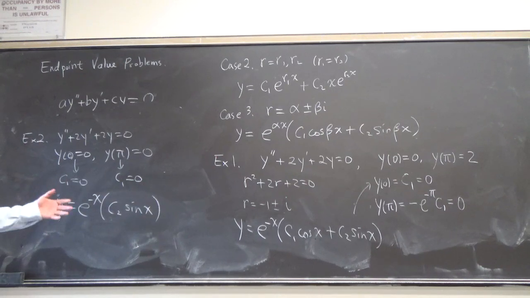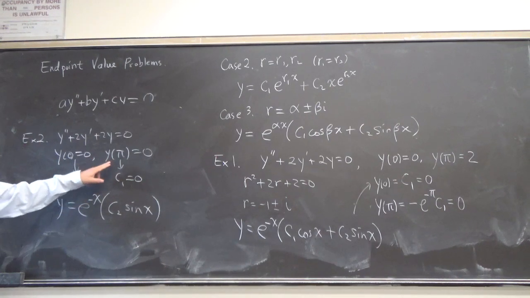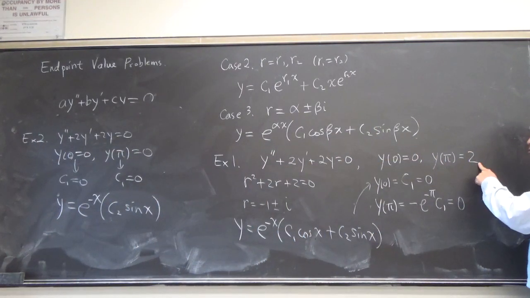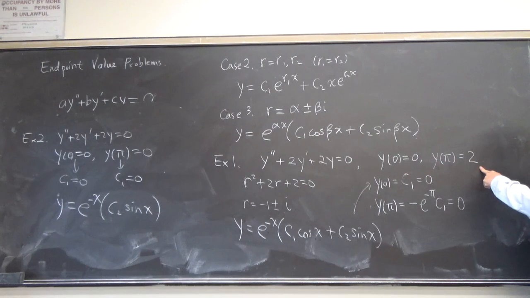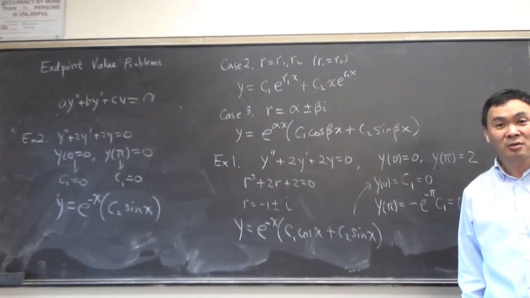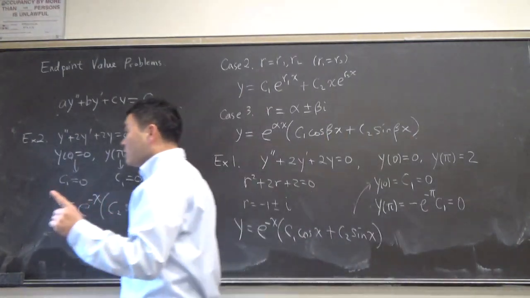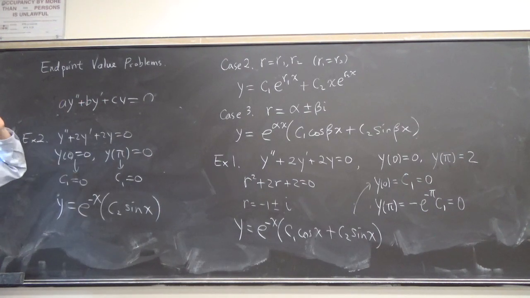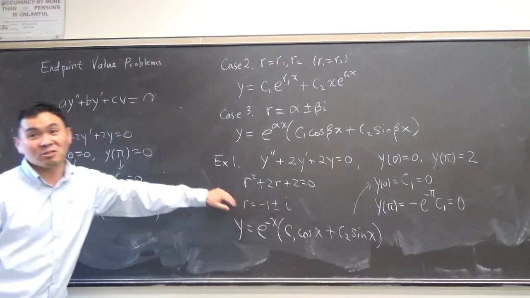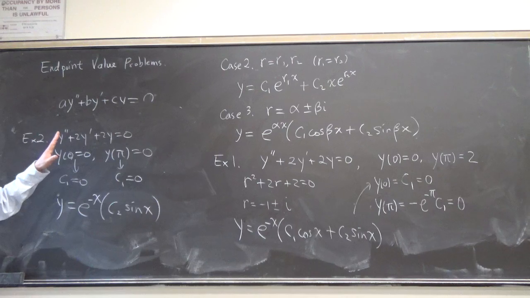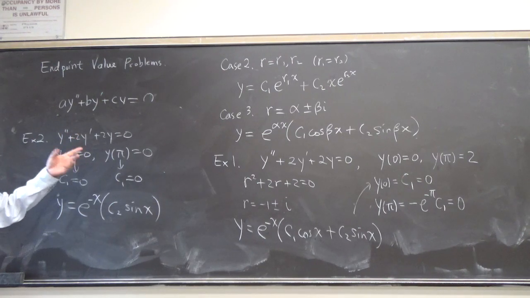And of course, there are other examples. If I have example 3, where instead of y of pi equals 2, I put y of 1 equals 2, then the solution looks ugly, but it still does exist. There will be one unique solution. So the peculiarity of endpoint value problems is that sometimes you may not have a solution, sometimes you may have infinitely many solutions, or sometimes you might just have one solution. There are only 3 of those cases.